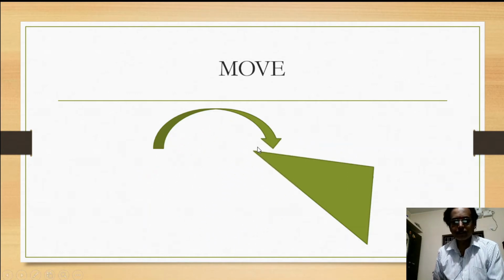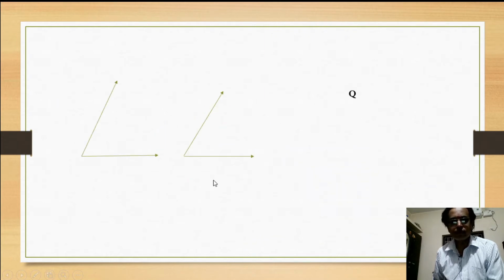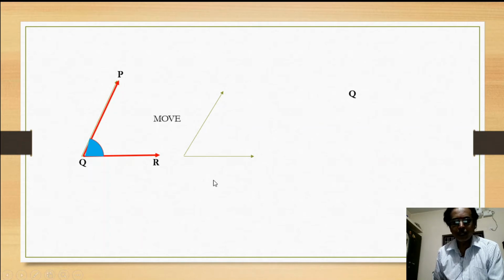Like this. Okay, children, once again see this. Like this. We have to move the object from one point to another point. Now let us see one more example. Angle PQR moves from this position to this position.